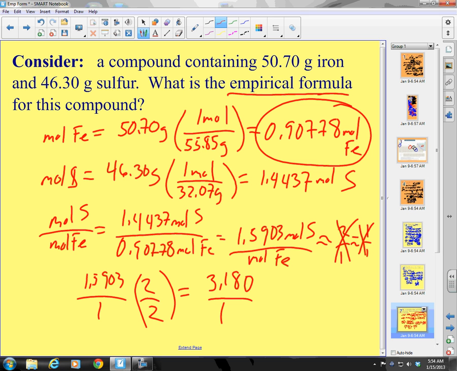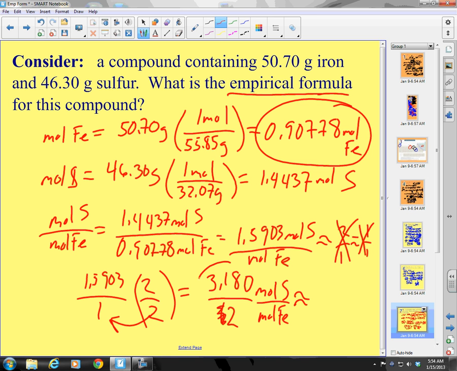per 1. So, oh, not per 1, per what? 2 times 1 is not 1, it's 2. So that's 3.18 moles of sulfur per 2 moles of iron. Man, I really stink this day, don't I? Good. So, can I round this?